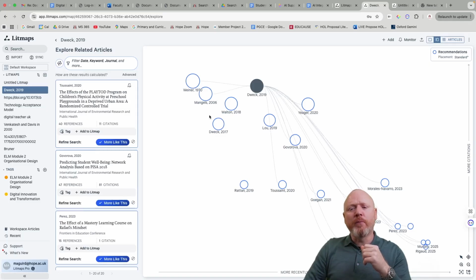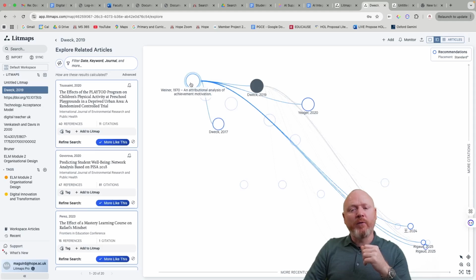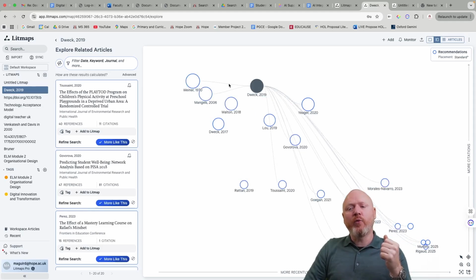So therefore you could compare what Weiner has said in 1970, and how Dweck moved that argument forward between 1970 and 2019. What are the real differences between those two authors and researchers' approaches to what they are discussing in their papers? That's the first thing you could look at.